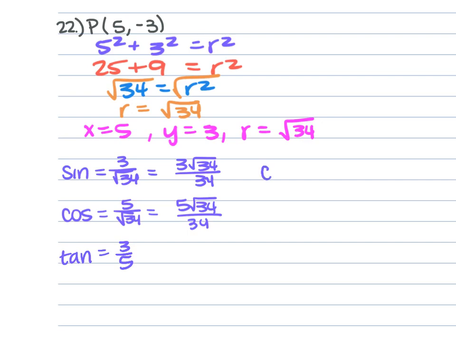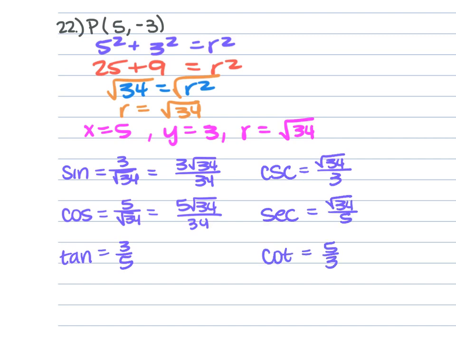For cosecant, it's going to be the square root of 34 over 3. For secant, it's going to be the square root of 34 over 5. And then for cotangent, it's 5 over 3.